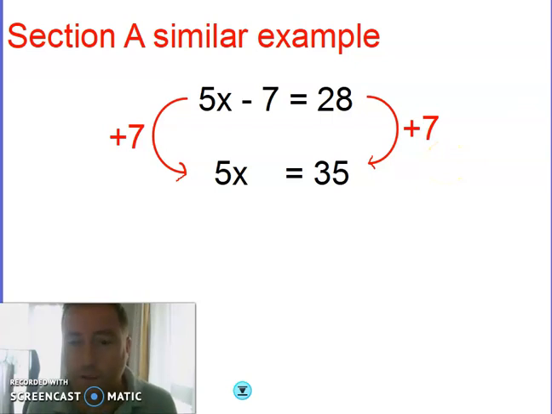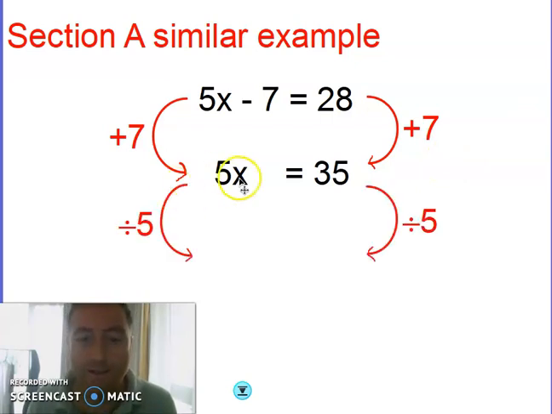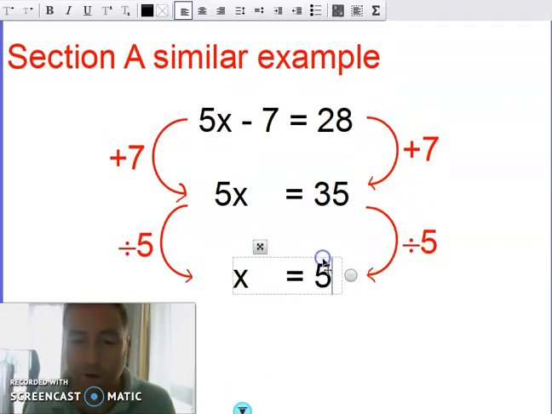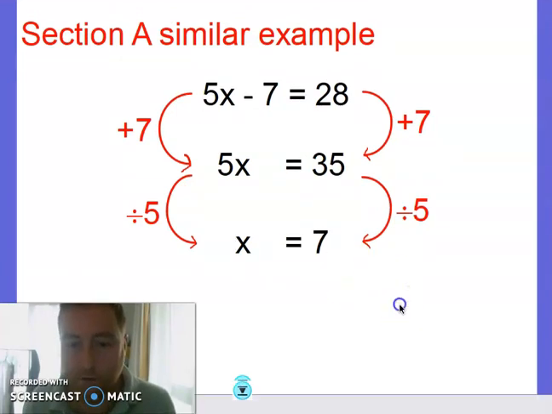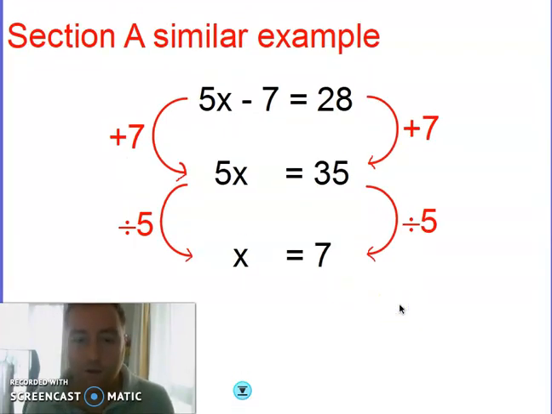Well, let's work backwards. Let's do the opposite of times 5. Let's divide by 5. Whenever I get to just x's on one side, numbers on the other, my final step, divide by the coefficient of x. Divide by the number in front of x, called the coefficient. So when I divide by 5, I get just x here, and 35 divided by 5, I've made a mistake. 35 divided by 5 is 7. And there is my final answer.